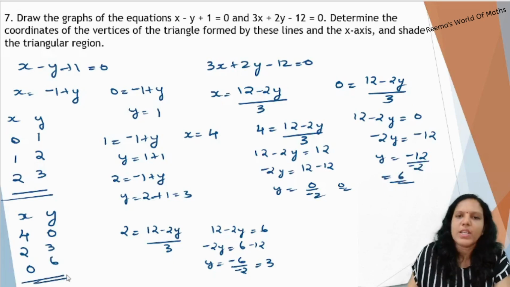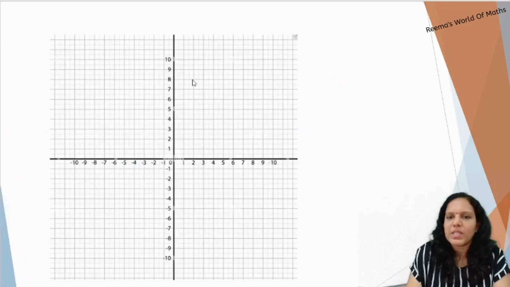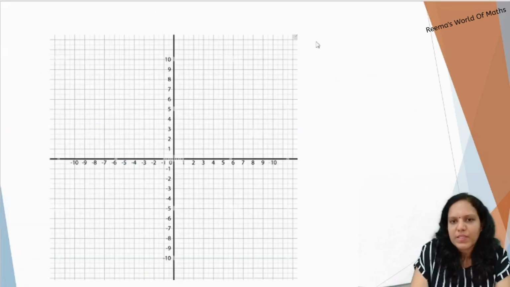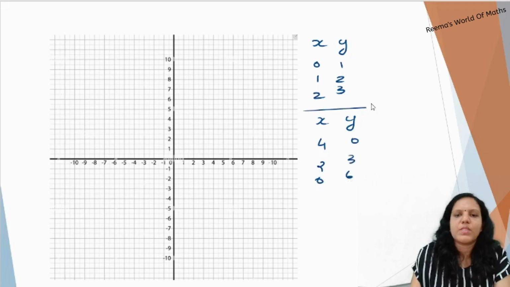Now, let's plot this on a graph. Let's take a graph sheet and plot this. So, we have found the coordinates of the equations as x and y. For the first we have x as 0, 1 and 2, and y as 1, 2, 3. And for the second one we have x and y, which is 4, 2, 0, and y as 0, 3, 6. Now, let's plot this on the graph.